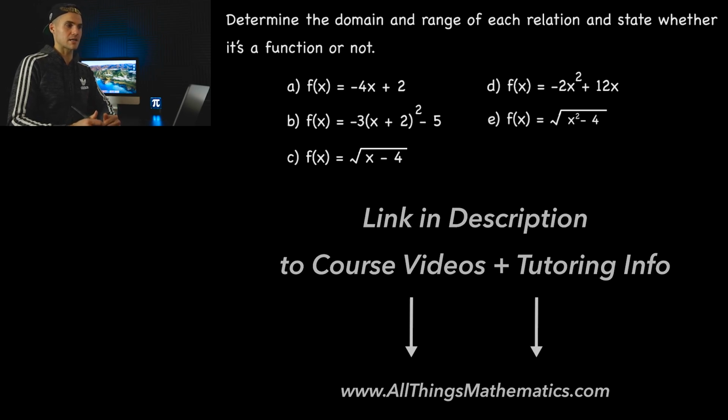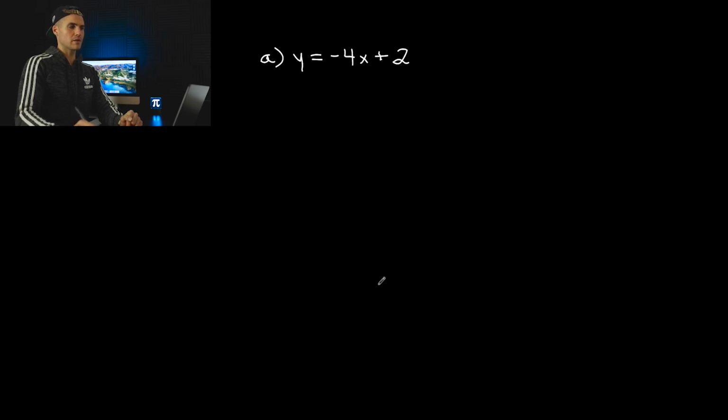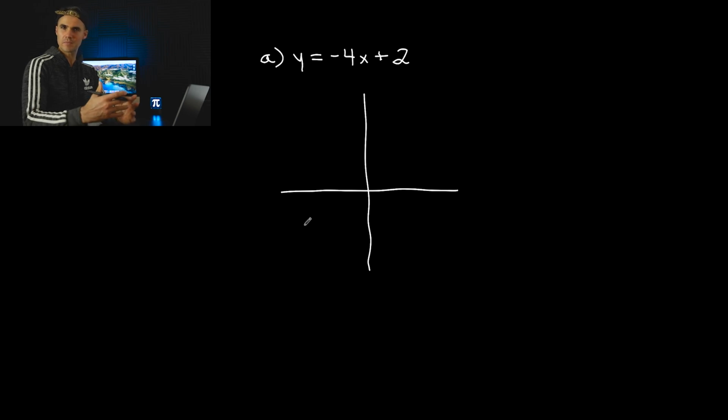Lines, quadratics, etc. So the first one, part A, we have just a regular line, y equals negative 4x plus 2. So let's make a quick sketch with these ones. Really, all you need is the y-intercept, the slope, and then you're good. You don't have to make a table of values or anything like that for these kinds of questions.